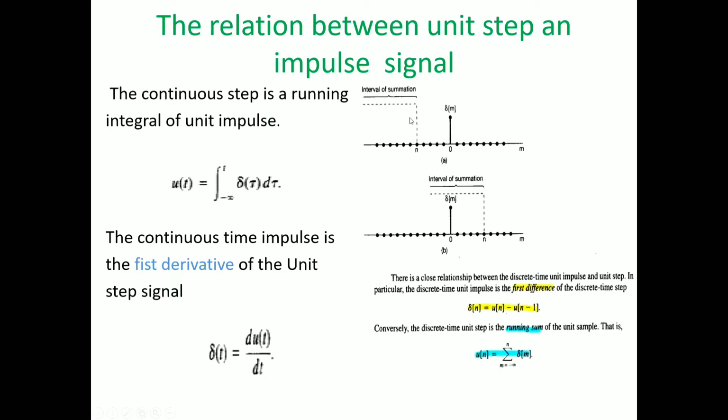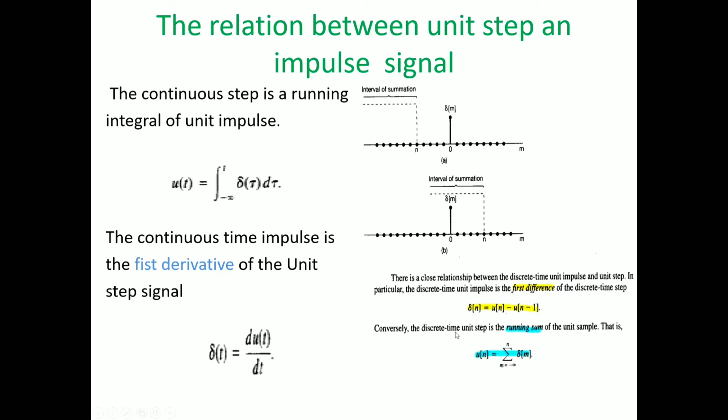So coming to the discrete time signals, this is the interval of summation. I can have delta n as the normal signal. If I keep on shifting in either the positive or negative direction, you will be getting the signal only at n equal to 0. So there is a close relationship between the discrete time unit impulse and unit step. In particular, the discrete time unit impulse is the first difference of the discrete step signal. What is the first difference? Delta n is the impulse signal, u of n is the unit step signal. U of n minus u of n minus 1 will give you delta n.